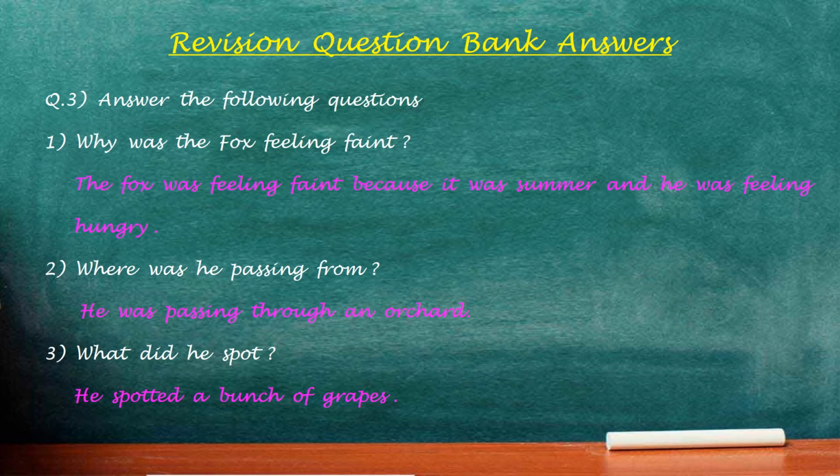Question 3 was answer the following questions. Let us look at the answers. Answer 1. Why was the fox feeling faint? The fox was feeling faint because it was summer and he was feeling hungry. Answer 2. Where was he passing from? He was passing through an orchard. Answer 3. What did he spot? He spotted a bunch of grapes.